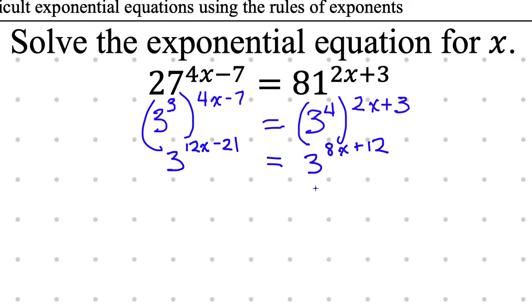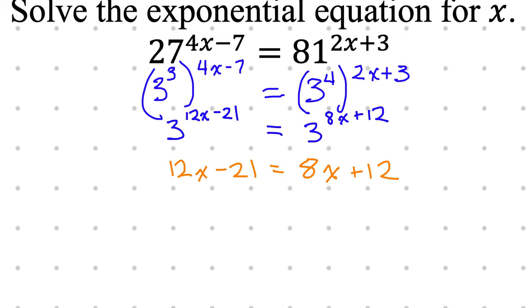All right, now that I have the same base, I can set their powers equal to one another. Who can read off that new equation for us, please? Beverly: 12x minus 21 equals 8x plus 12. There it is. Thank you. And then from here, it's just an Algebra 1 problem.